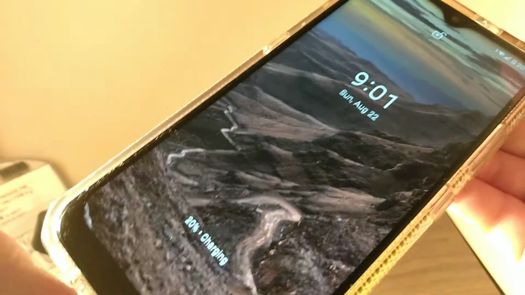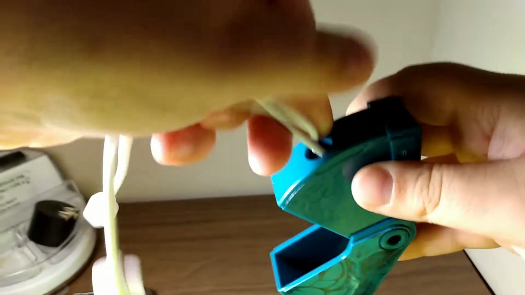Charging. Okay. Now I gotta test that. I don't think it's gonna survive. We get the pencil sharpener. We're gonna put the cord in the pencil sharpener. We get the pencil sharpener, and then we're gonna charge it.